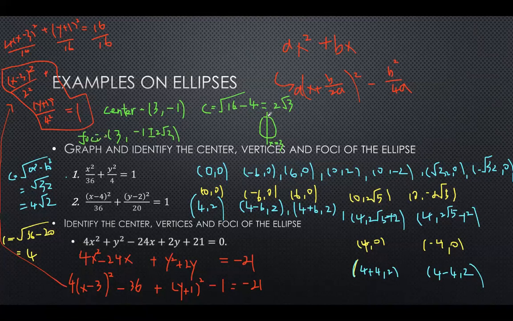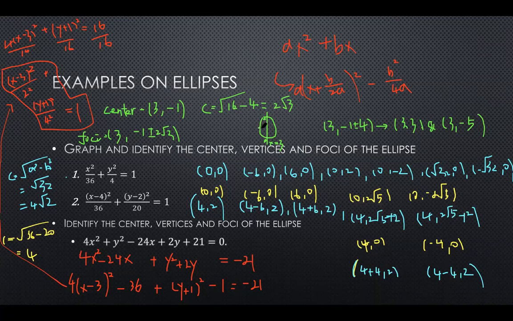And the vertices are here and here. So which is 3, minus 1 plus and minus the a, which is 4 here. So which is 3, 3, and 3, minus 5. That is the vertices, the 2 vertices on the major axis here.